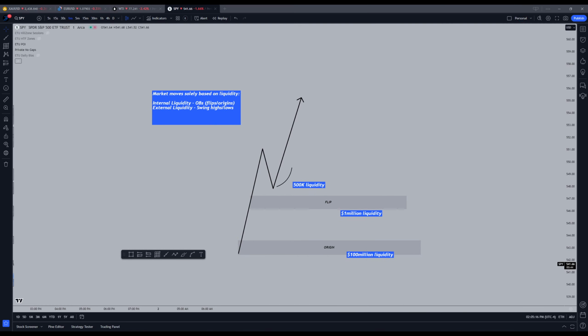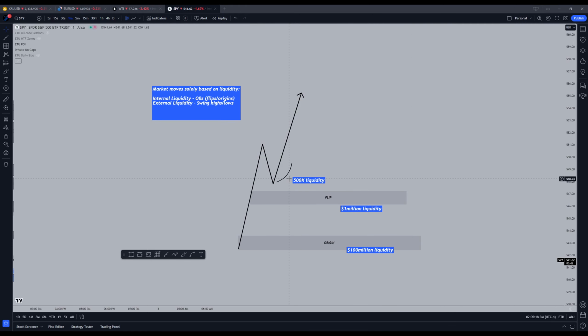So here it is. The inducement only has 500K of liquidity. The flip has 101 million, and the origin has 100 million, for example. Of course, this varies all the time, but this is just a rough estimate for you guys to understand this concept of liquidity. The market is seeking out liquidity, right?